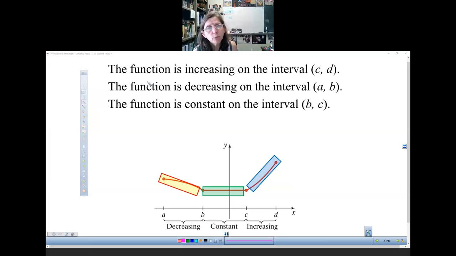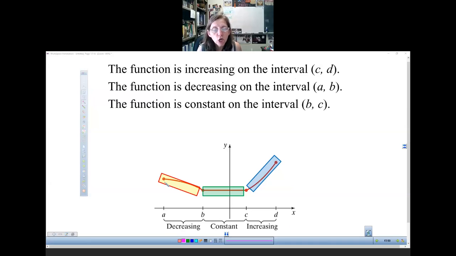One of the things I want to point out to you is when you're talking about intervals for increasing, decreasing, and constant, these are always x-axis values, okay? So notice my picture down here, which I borrowed with permission. I didn't steal it. I thought it was such a beautiful graph, I asked, can I use this? And they said, sure.